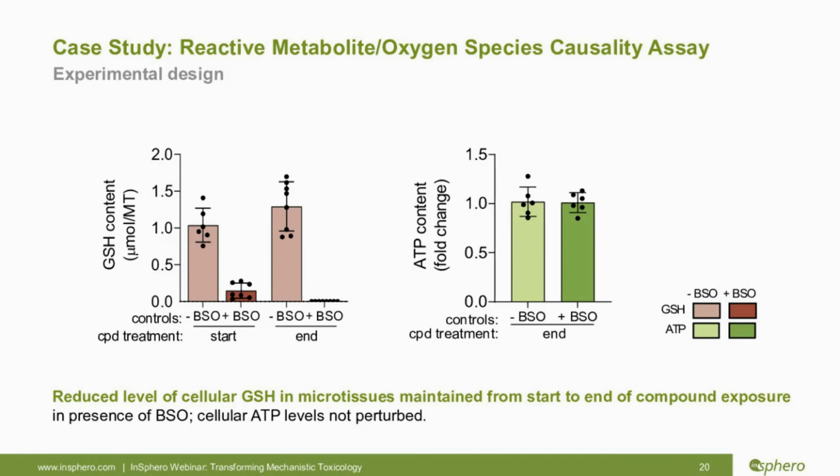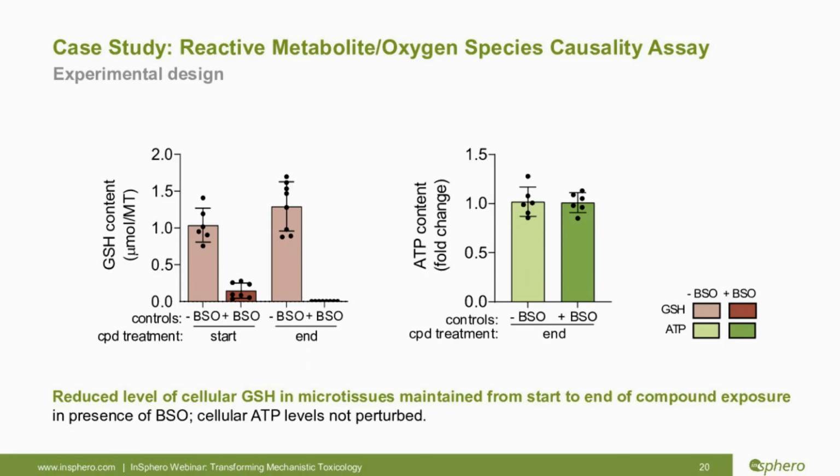Let me briefly guide you through two examples of causality assays that can be performed in InSphero's 3D human liver microtissues. The first one describes the causal relationship between reactive metabolite or ROS formation and glutathione. As you know, adverse effects linked to reactive metabolites or ROS are recognized as one of the key reasons for market drug withdrawal or drug-restricted use. Therefore, the sooner the risk of these adverse effects can be assessed, the higher the chances of bringing a safe drug to the market. In cells, the burden of reactive metabolite and ROS is handled by the glutathione pool.